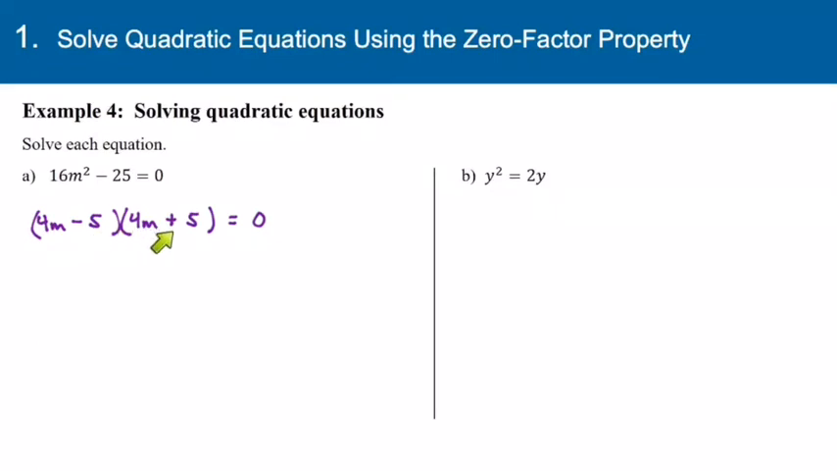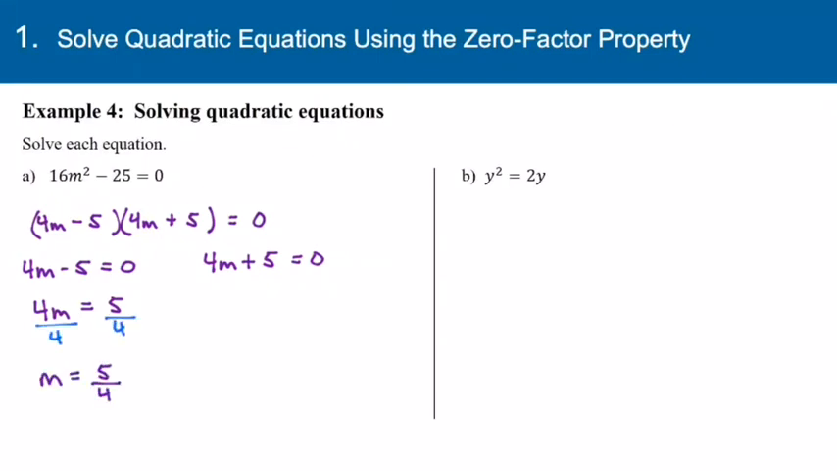If this times this equals 0, then one of the factors has to be 0. So we'll take each factor and set it equal to 0 and find out what those m values are that are causing those factors to equal 0. So if 4m minus 5 equals 0, then you add 5 to both sides. 4m equals 5, and divide both sides by 4, and m equals 5/4. For the other factor, you subtract 5 from both sides, and you get 4m equals negative 5. Divide both sides by 4, and you get negative 5/4.